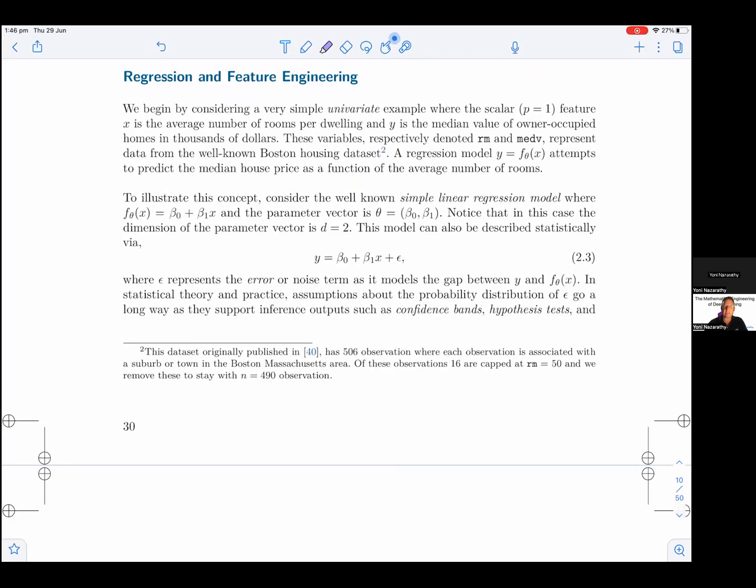Footnote 2. This dataset originally published has 506 observations, where each observation is associated with a suburb or town in the Boston, Massachusetts area. Of these observations, 16 are capped at Rm equals 50, and we remove these to stay with n equals 490 observations. So we have 490 observations. A regression model y equals f theta of x attempts to predict the median house price as a function of the average number of rooms.